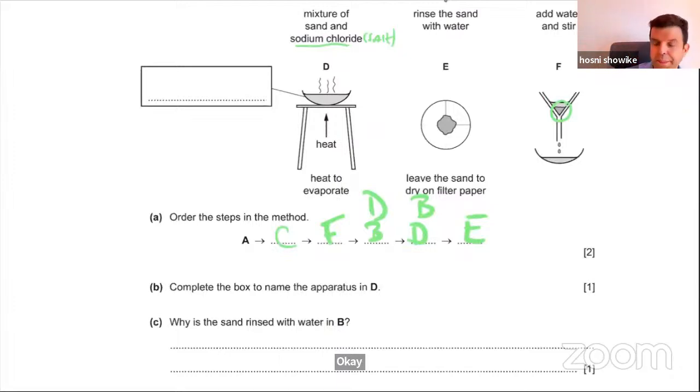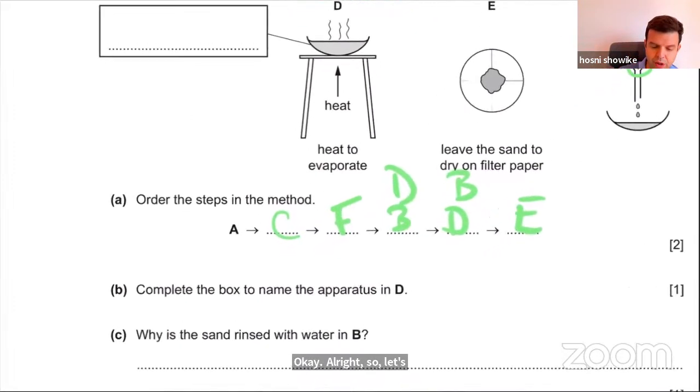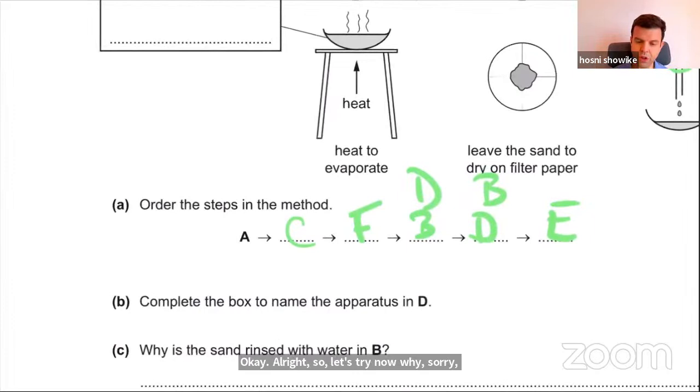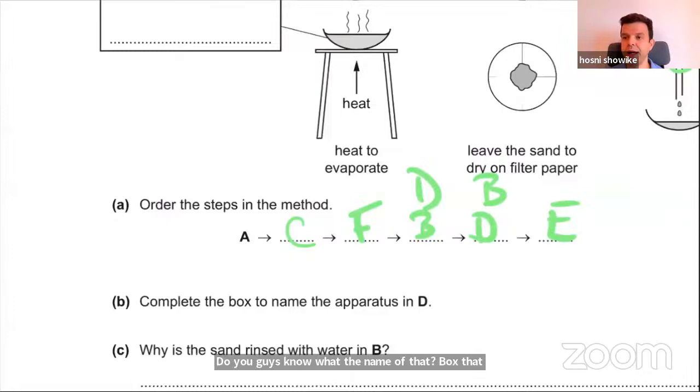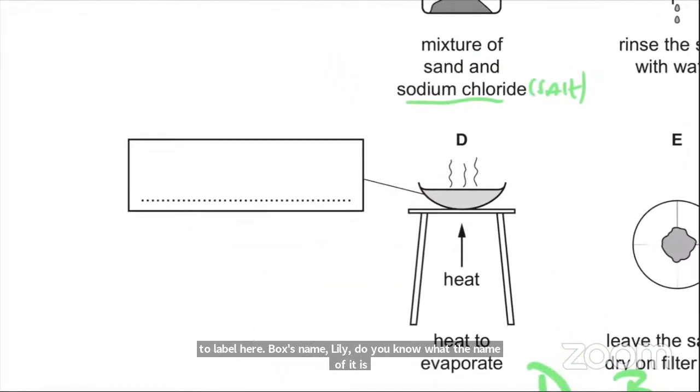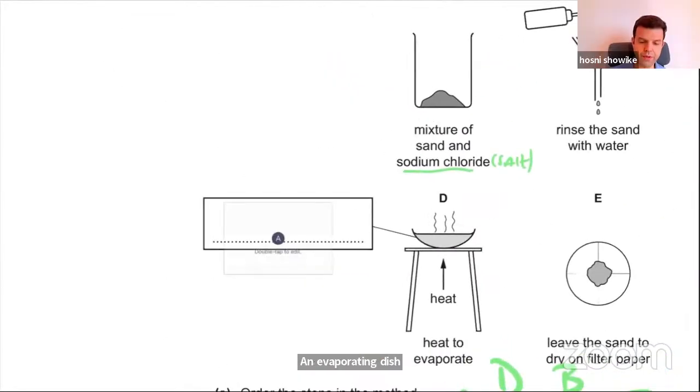All right, so let's try now, sorry, they said complete the box. Do you guys know what the name of that box that we were to label here? Box's name, Lily, do you know what the name of it is? An evaporating dish. So that's known as an evaporating dish, okay?